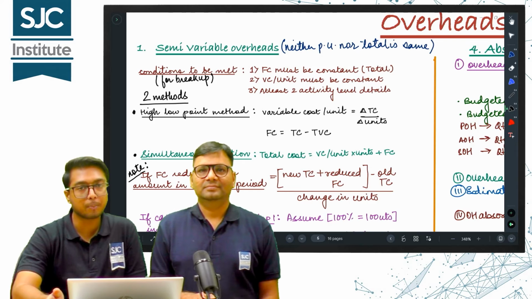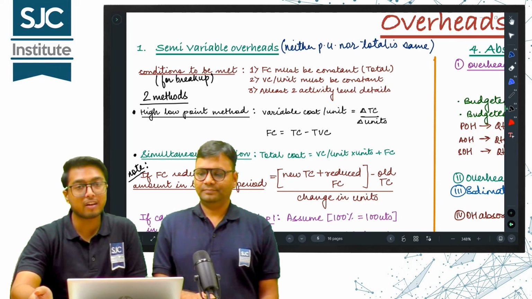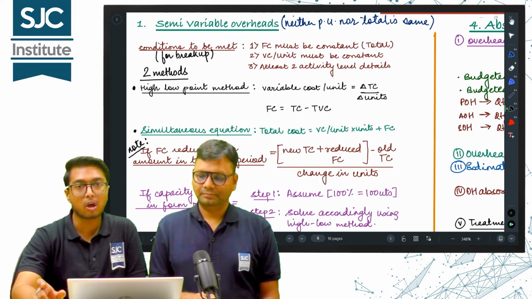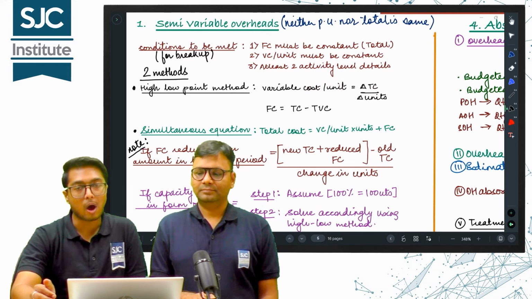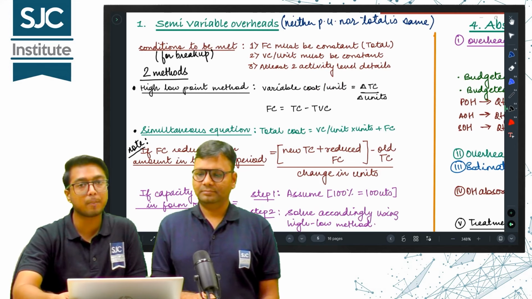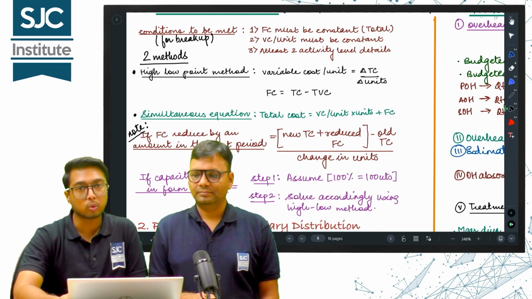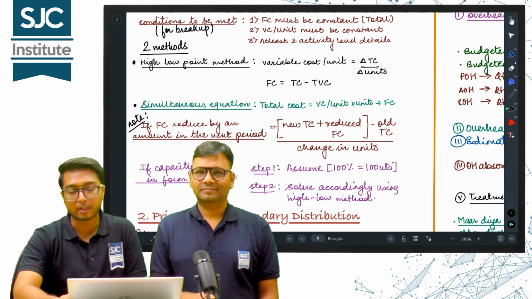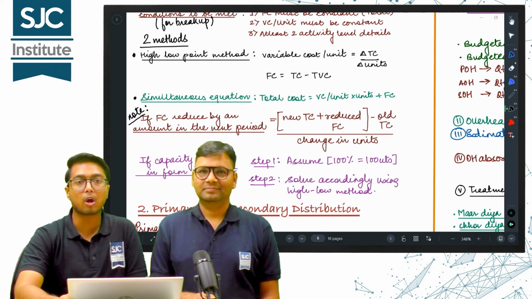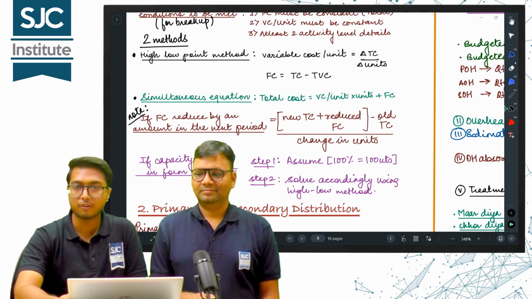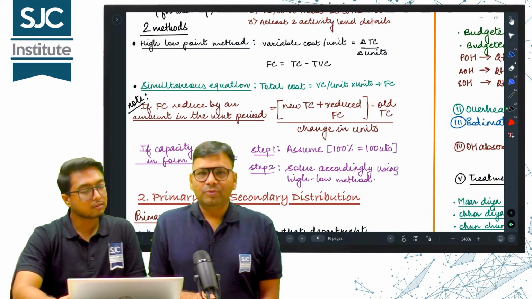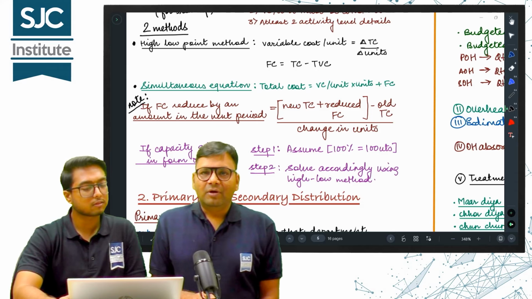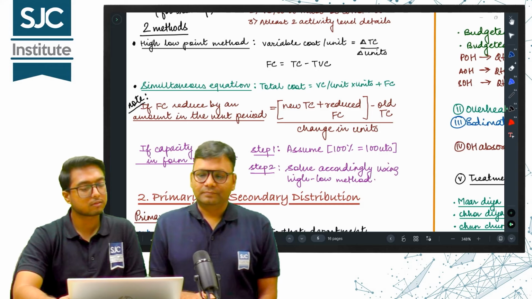Under this method, we will first compute the variable cost per unit and then we will compute the fixed cost. Variable cost per unit is equal to change in total cost divided by change in units. Now, after computing the variable cost per unit, we will compute the fixed cost. Fixed cost is equal to total cost minus total variable cost. Second, simultaneous equation method. Total cost is equal to variable cost per unit into units plus the fixed cost. Using this equation, you will be finding two simultaneous equations and solving them, and you will get the value of variable cost per unit and fixed cost.